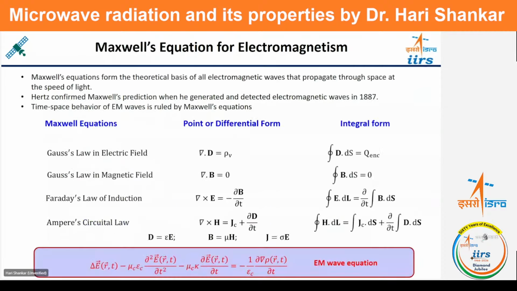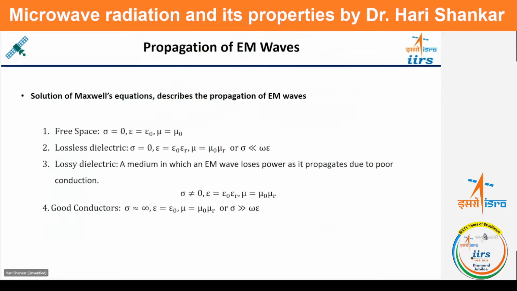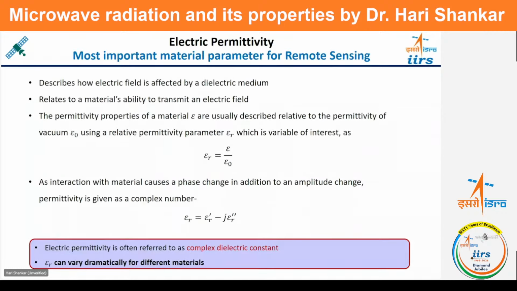Okay. So these are the Maxwell equations. I'm not going to describe this. Everybody understands the four equations are there, available in both differential and integral forms. We can skip these because for free space, some assumptions are there: sigma is 0, epsilon is epsilon 0, mu is mu 0.